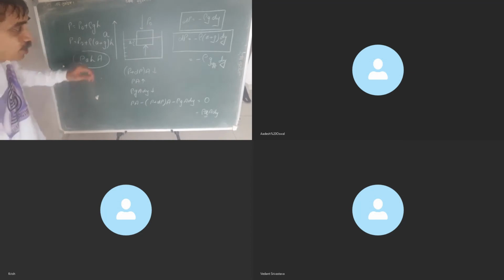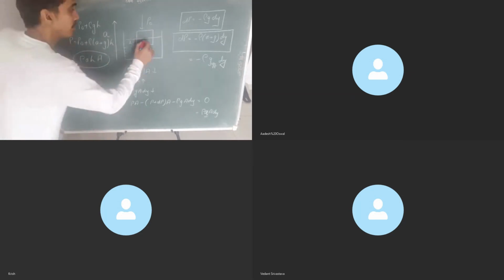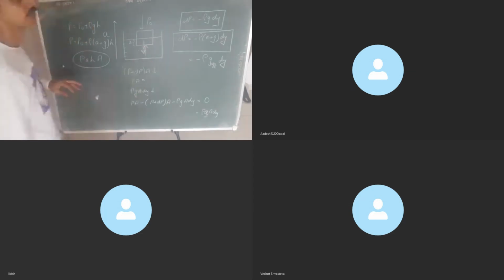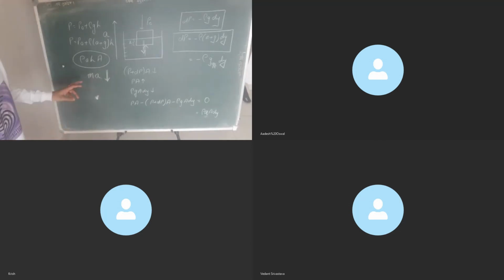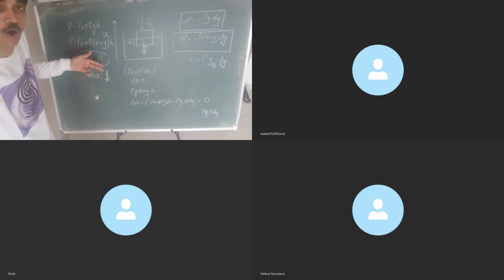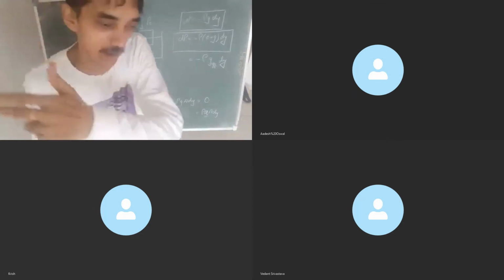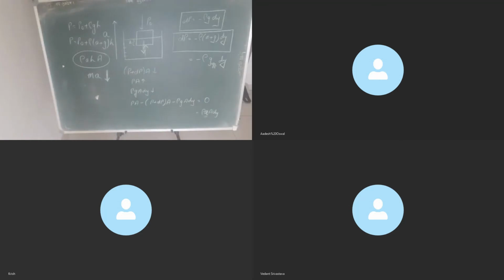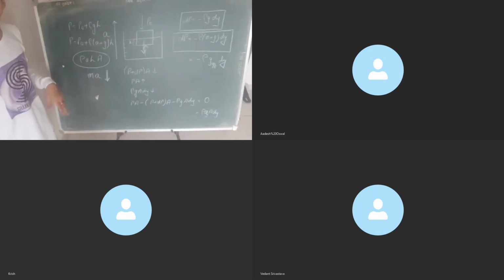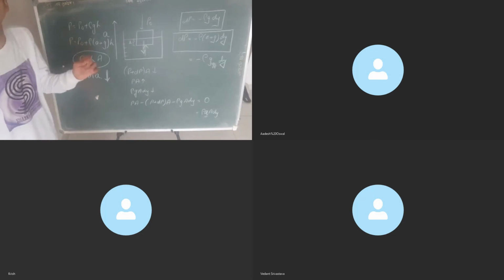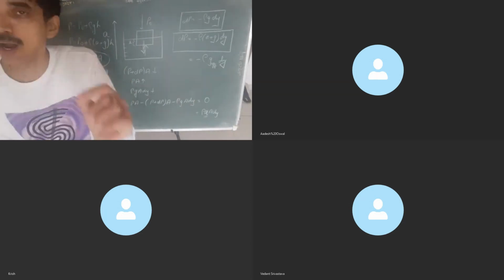Why? Because if you are inside the elevator, there will also be a pseudo force. Pseudo force acting in which direction? Downward direction. Correct? That pseudo force is M into A in the downward direction. This pseudo force and the additional buoyant force, we can prove they are the same. Pseudo force will be equal to additional buoyant force. You can prove it. Think about it. I'm keeping this open.